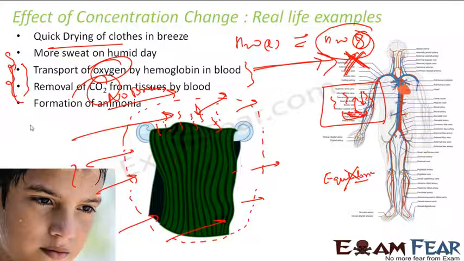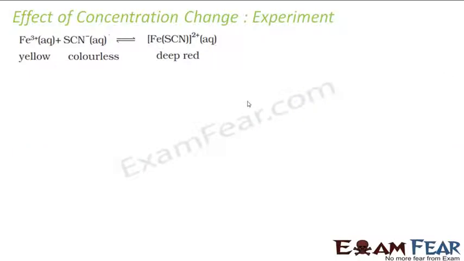Formation of ammonia also is one example where we have equilibrium playing a critical role. We'll explain this formation of ammonia using a chemical process. Let's take one example or experiment for the effect of the concentration change.